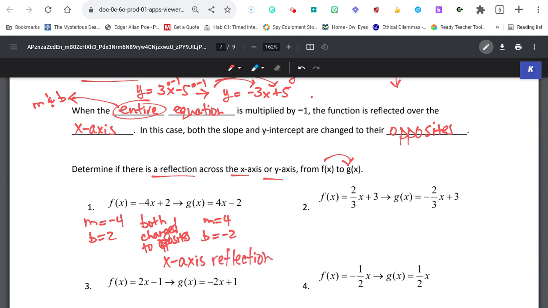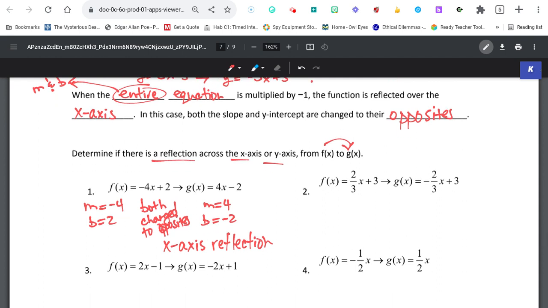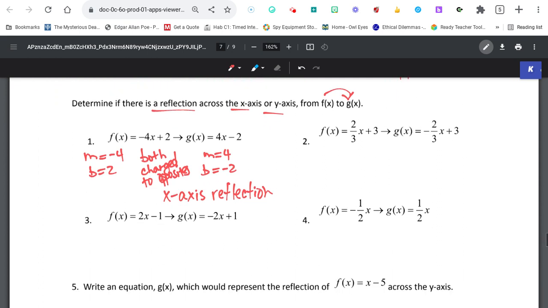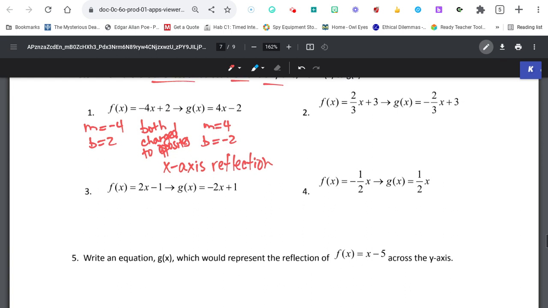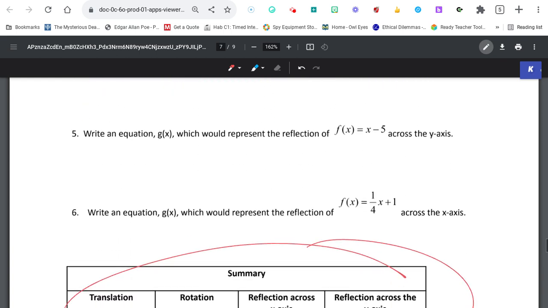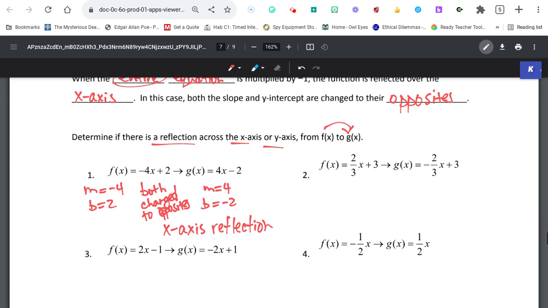That's all you do. So I want you to pause the video and try 2, 3, and 4 for me, okay? You can try 5 too. This stuff is easy. We'll do 5 and 6 on our own. Try 2, 3, and 4.